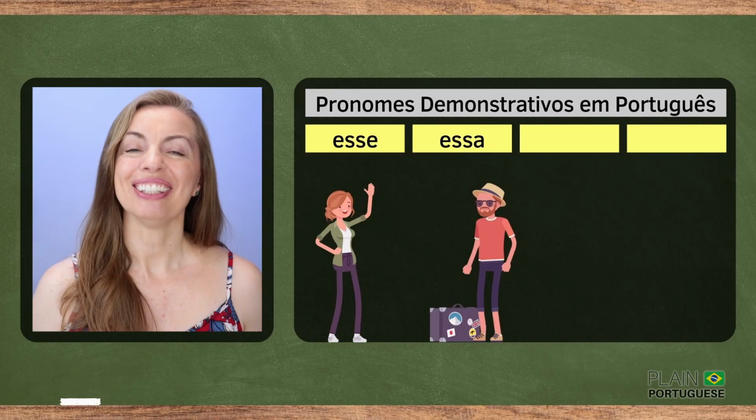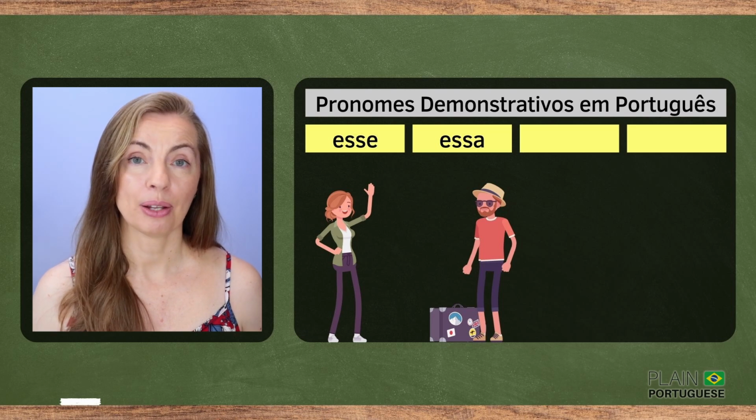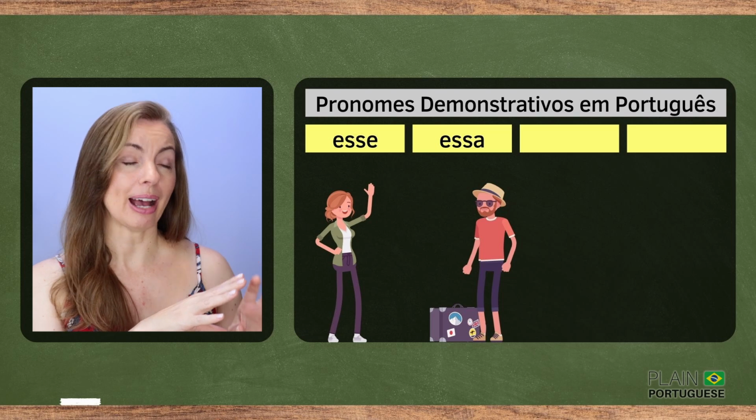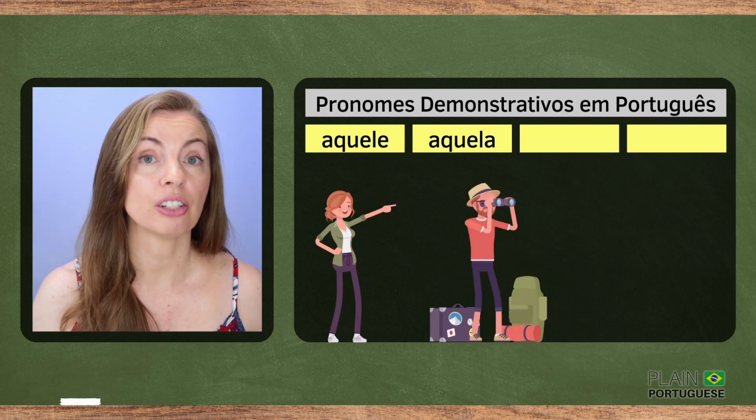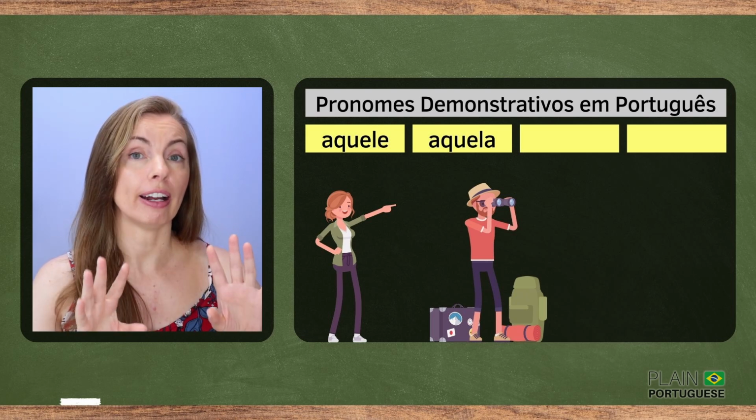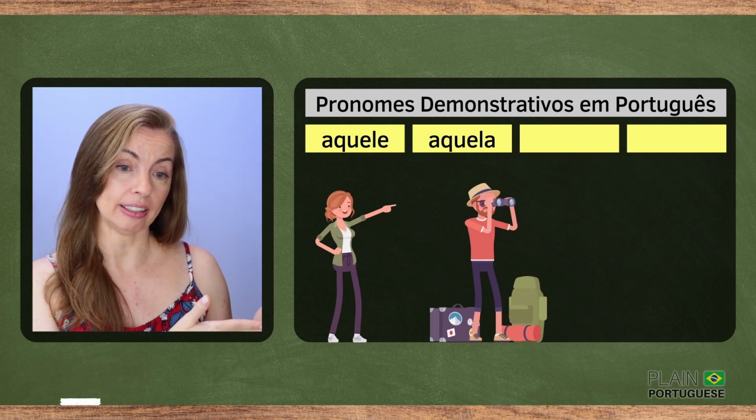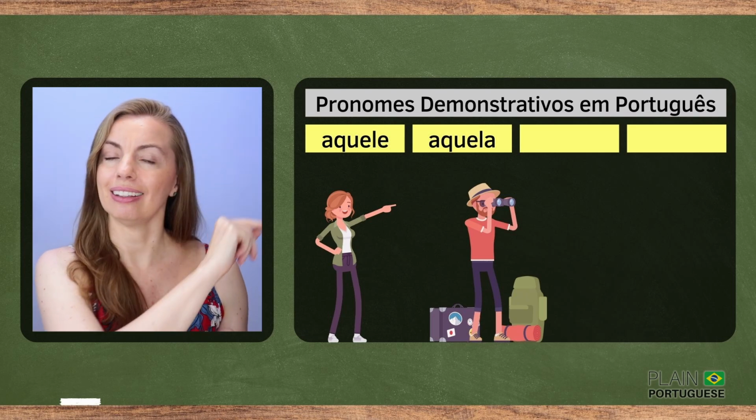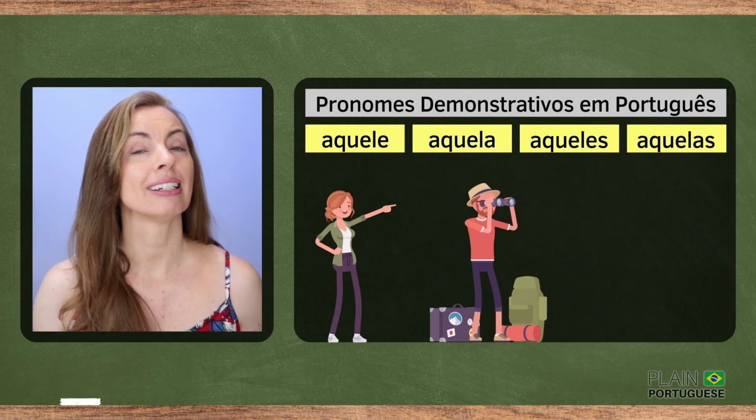Moving on. You just saw that esse and essa are equivalent to "that" when pointing out something that is closer to the person you're talking to. Now, aquele and aquela are equivalent to "that" when pointing out something that is far from both of you, from the speaker and the listener. So we're going to use aquele, aquela, and in the plural, aqueles, aquelas.